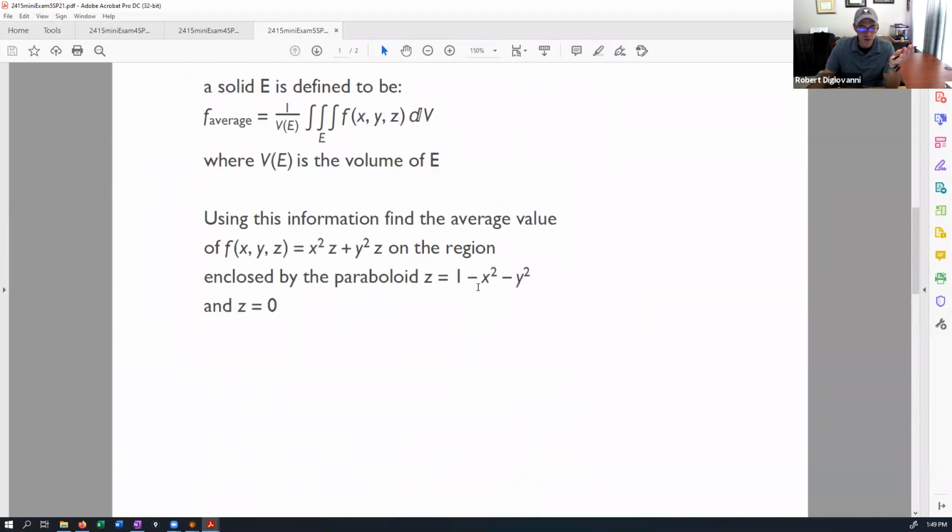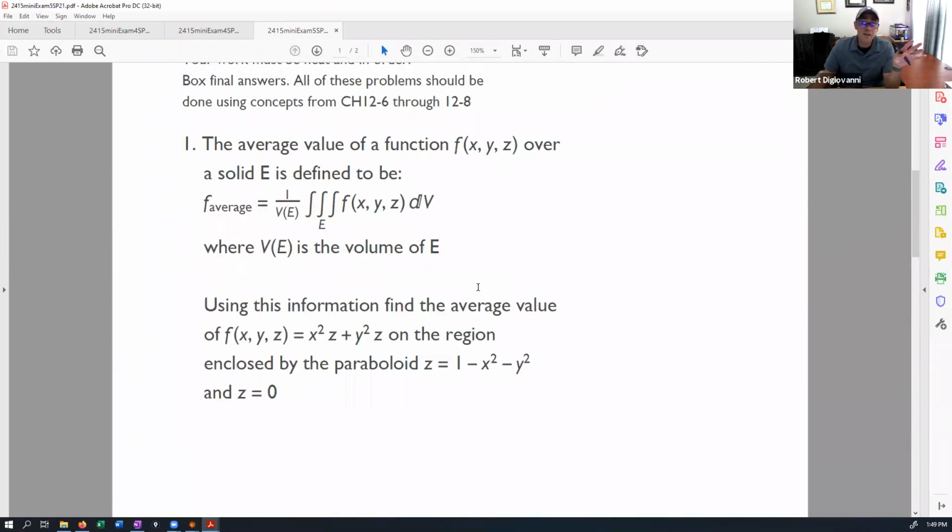So the first problem, we have not done this, but all I do is I define something. I say the average value of a function over a solid is given by this formula right here. Okay, so I give you a formula where V of E is the volume of E. Using this information, find the average value of this function on the region enclosed by this paraboloid and z equals 0. So you're going to use this definition I give you to figure out the answer here. I think you can figure that out. It's just a triple integral.